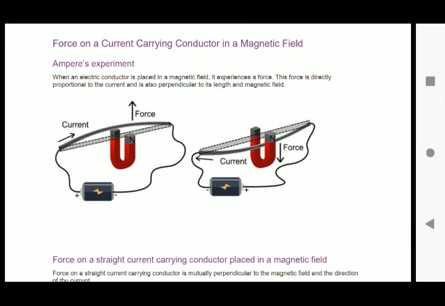Why does the compass needle show deflection? Because the current carrying wire exerts a mechanical force on the magnet. Because of that, it produces a motion in the magnet. The reverse of this is also true.